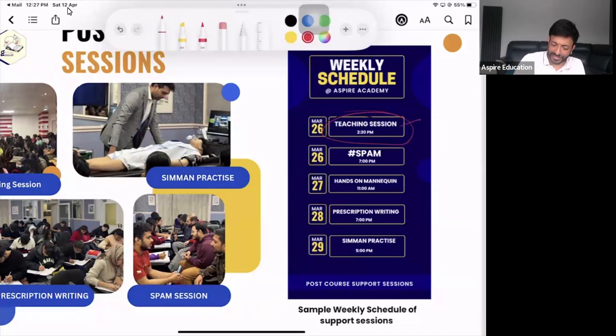So that is something that you can attend. And then the spam session. What is this spam session? It is a self-practice mock assessment of the mock. What happens is we'll make you practice in a group. Our mock examiners are going to be there. You'll be practicing with them, and you'll be practicing with others as well.